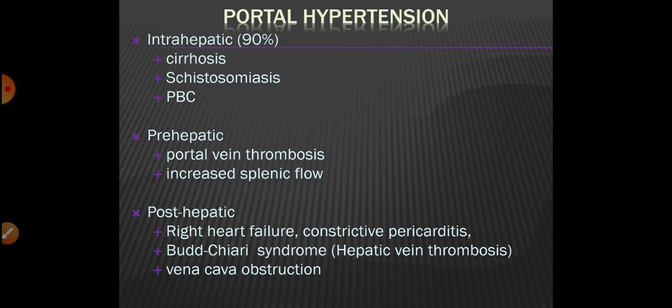The most common cause of portal hypertension in adults is cirrhosis, followed by non-cirrhotic portal fibrosis. The most common cause in children is extrahepatic portal vein obstruction. The posthepatic causes for portal hypertension are right heart failure, Budd-Chiari syndrome, and vena cava obstruction.